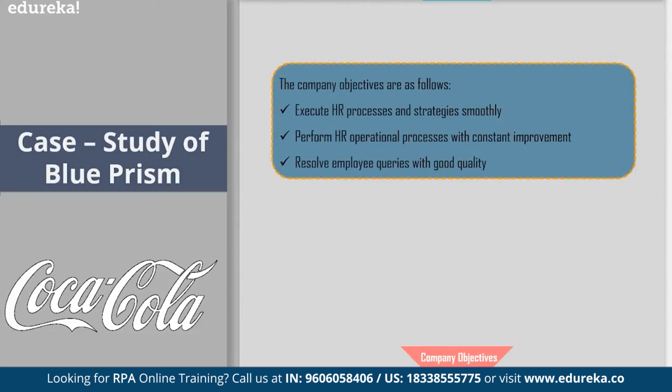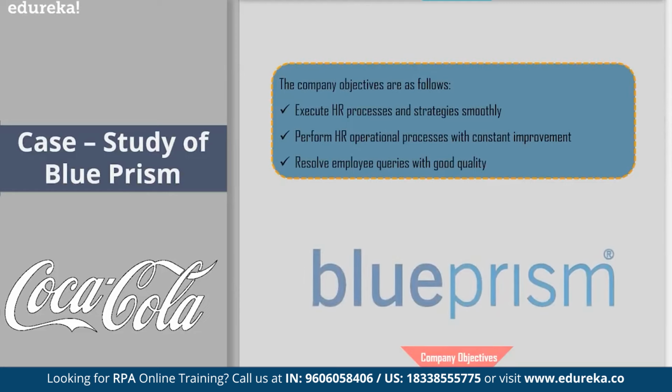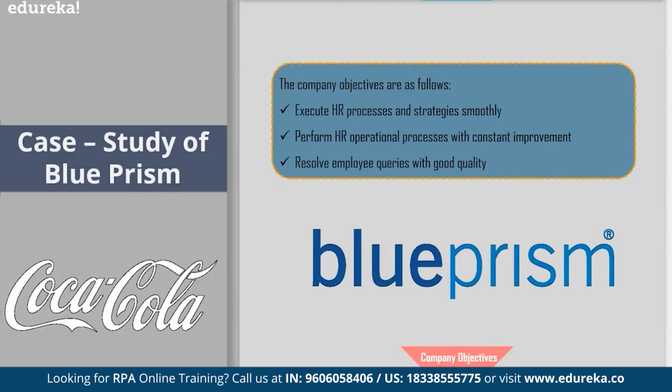So the company objectives were mainly to execute HR processes and strategies smoothly. They also wanted to perform HR operational processes with constant improvement and also resolve employee queries with good quality. Now, to address these goals, the company needed a tool that could automate these tasks. And so they started using Blue Prism to automate the processes within the finance division. Initially they started using Blue Prism in the finance division, and after that they ventured to use Blue Prism for other divisions such as HR.